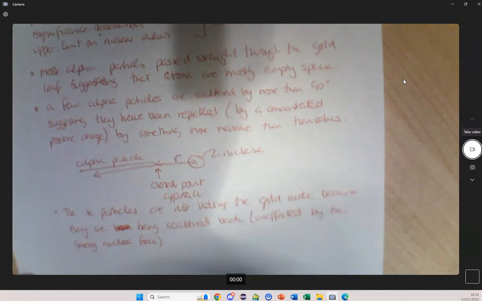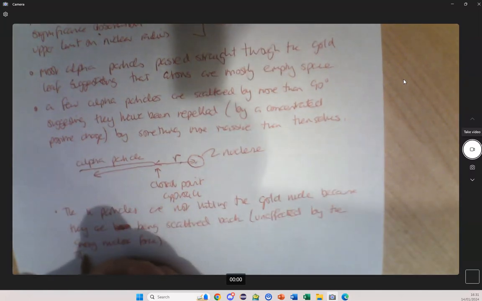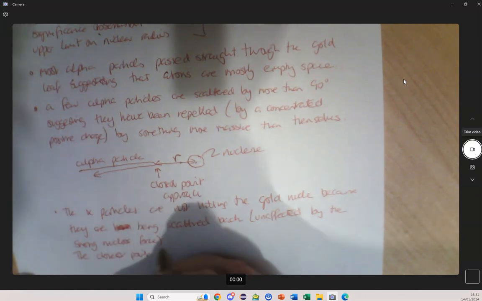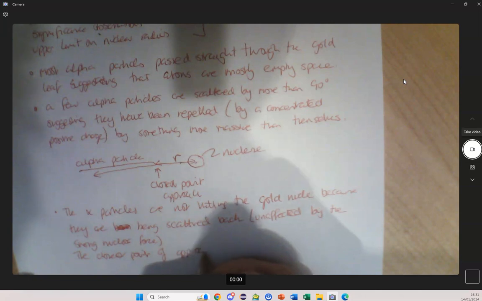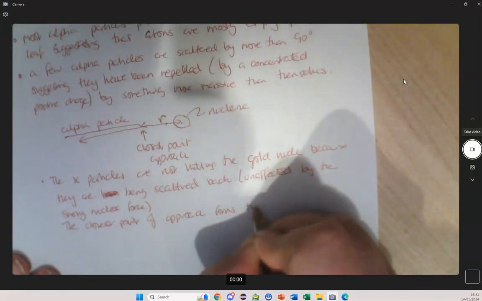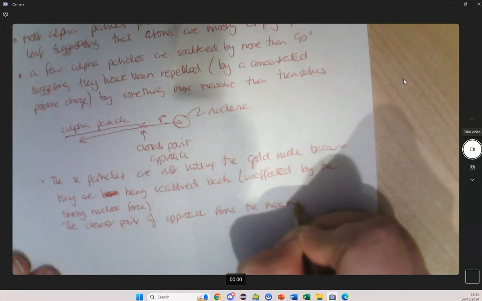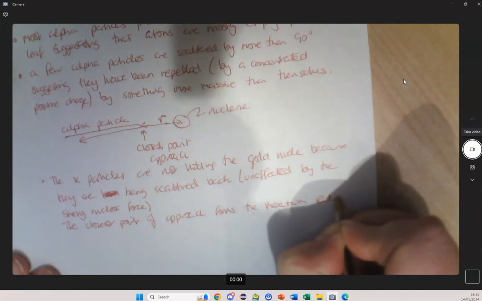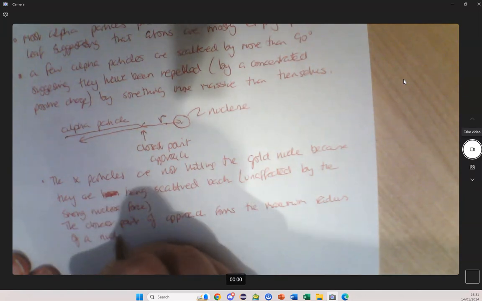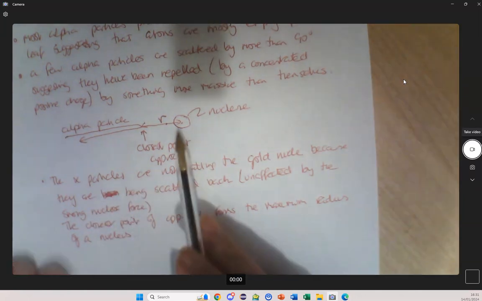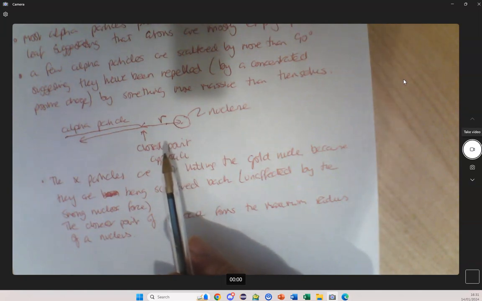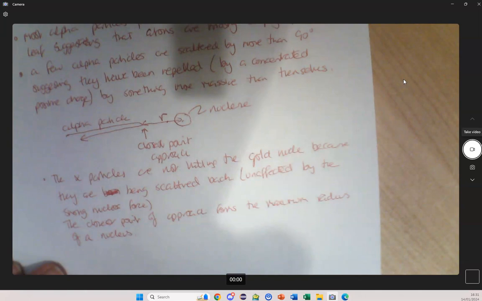Okay, so the closest point of approach forms the maximum radius of a nucleus. So the closest point gives the maximum radius of the nucleus. And what we can then do is work that out.